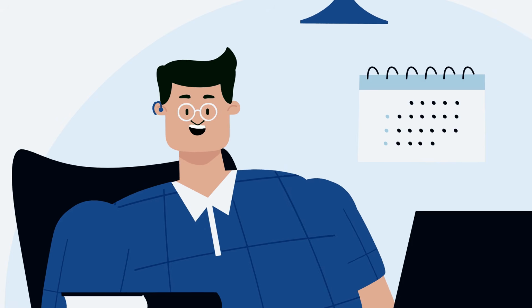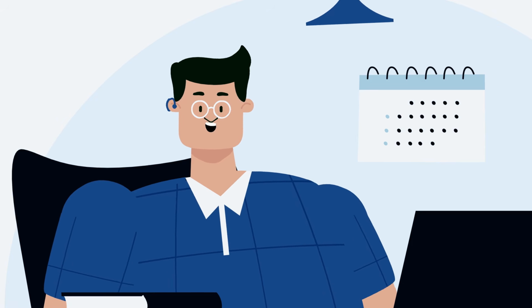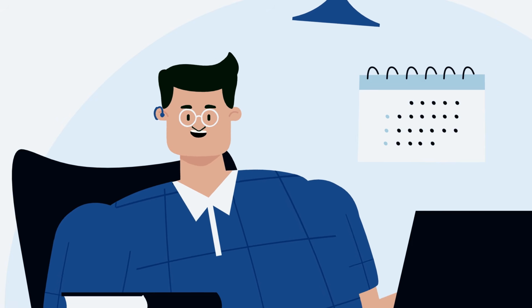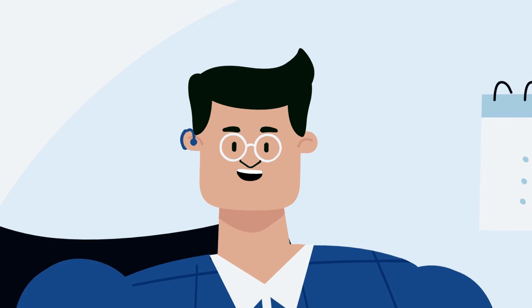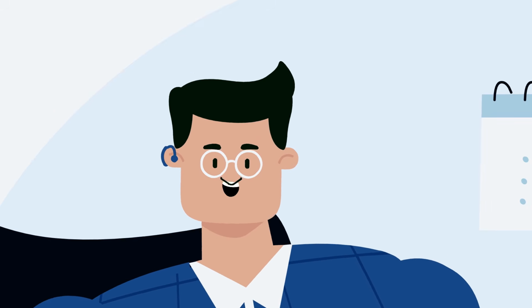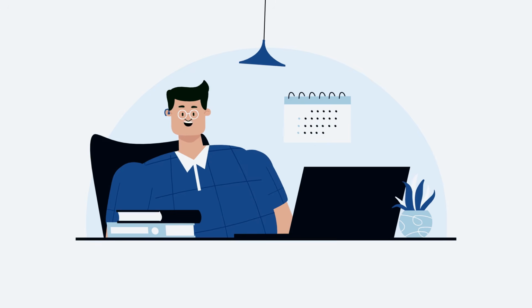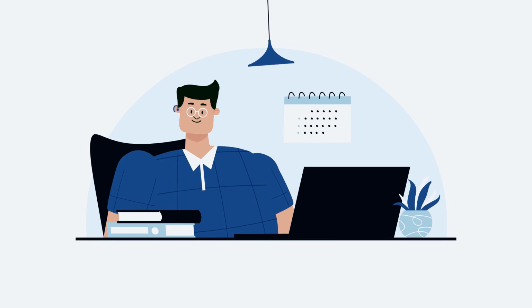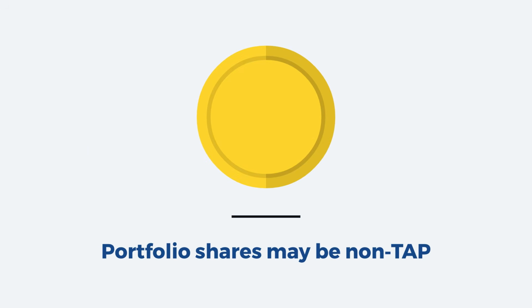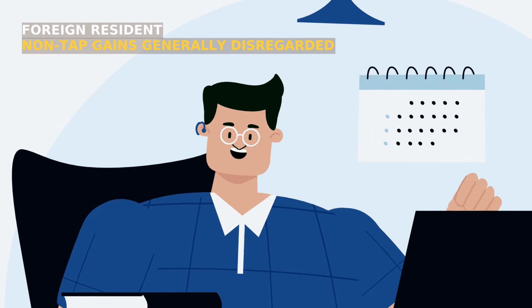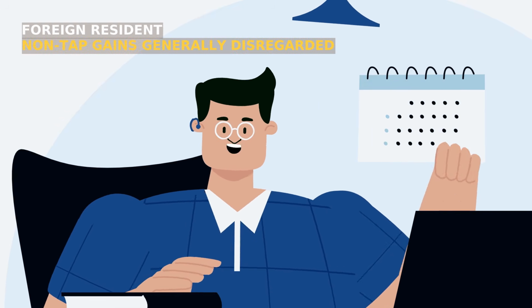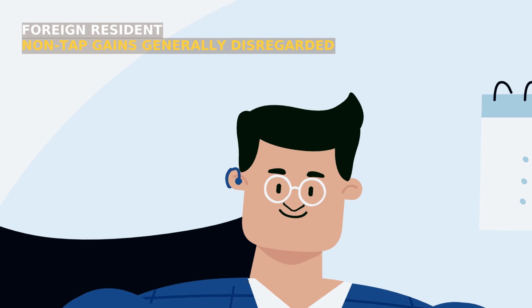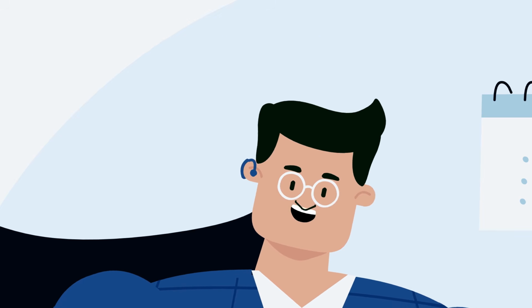When you become a foreign resident, Australia generally disregards capital gains on non-taxable Australian property, or non-TAP. Taxable Australian property usually includes Australian land, interests in land-rich entities, and assets tied to an Australian permanent establishment. Ordinary portfolio shares are often non-TAP, but every investment must be assessed individually. That determination affects whether Australian CGT rules continue to apply after departure.